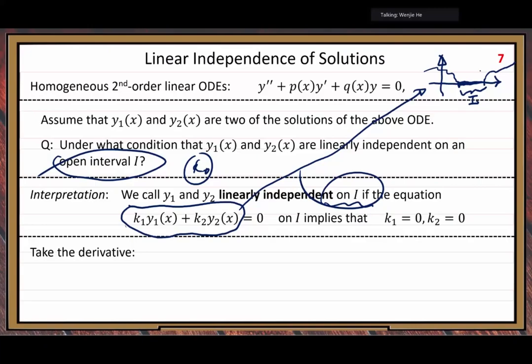So let's take the first derivative of the left-hand side function on the interval I. We get k1 y1 prime of x plus k2 y2 prime of x equals 0. So we have two equalities here. We start from one equality, but when we take a derivative, we get another equality. That's interesting. That's useful, right?